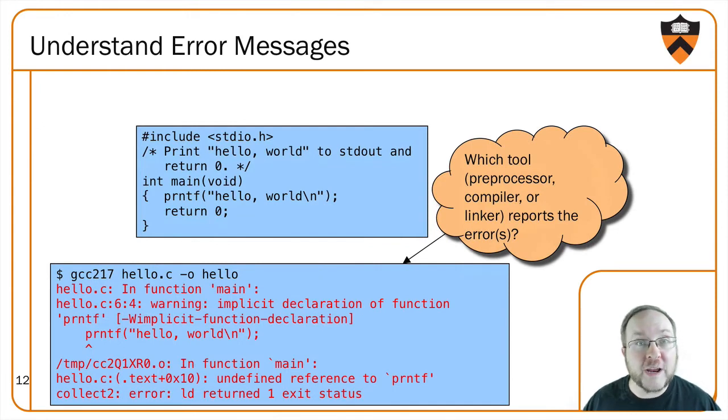GCC reports a warning and an error. What stage of the build process is reporting these, and what do they mean? The bug is that we've misspelled printf. The compiler reports a warning.